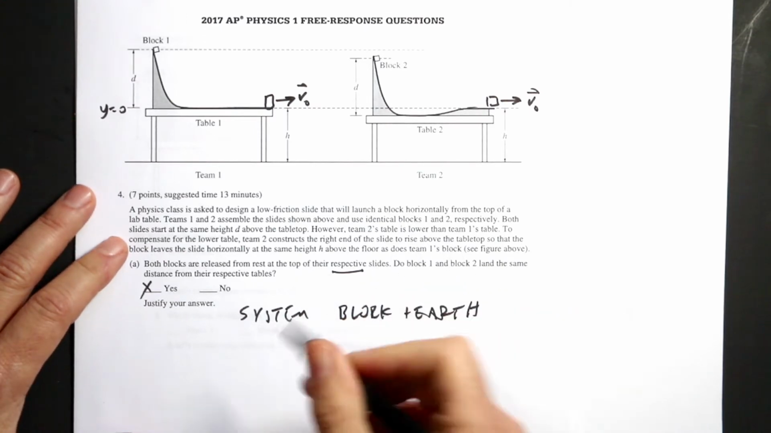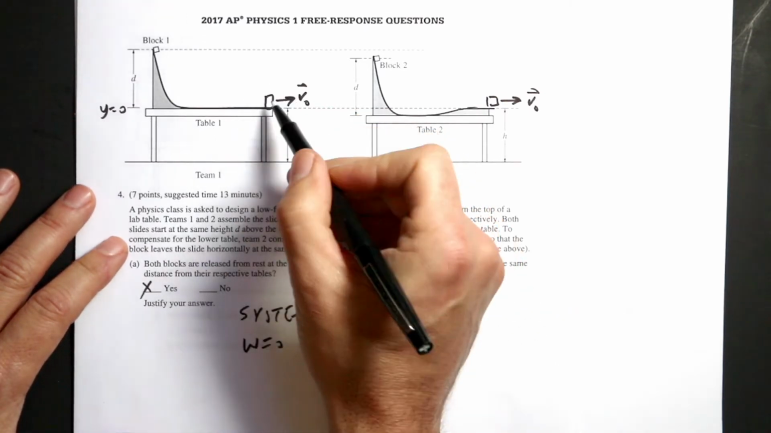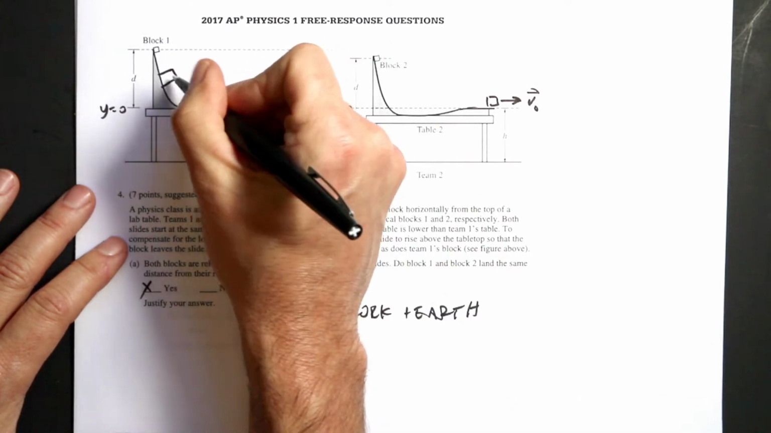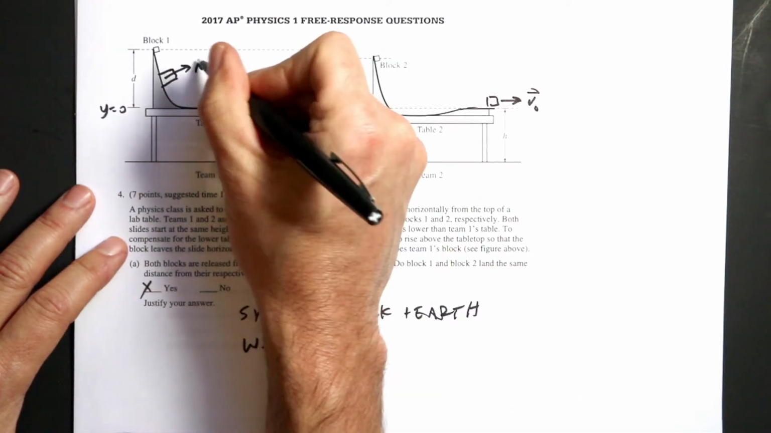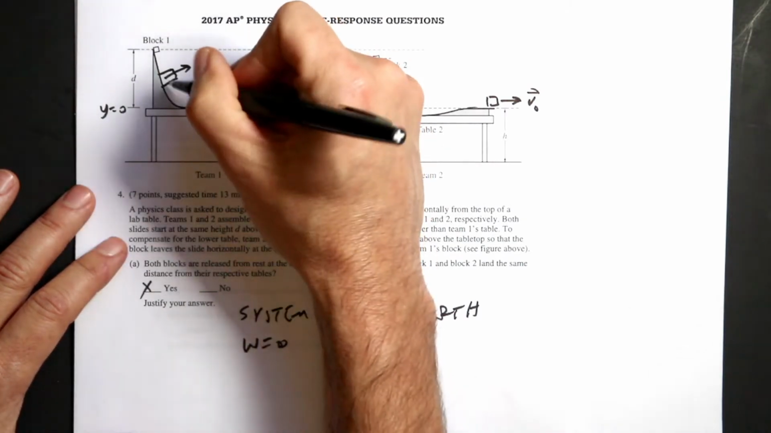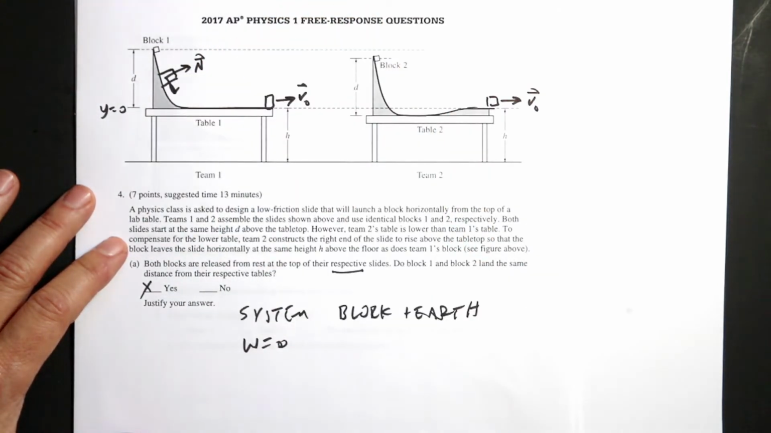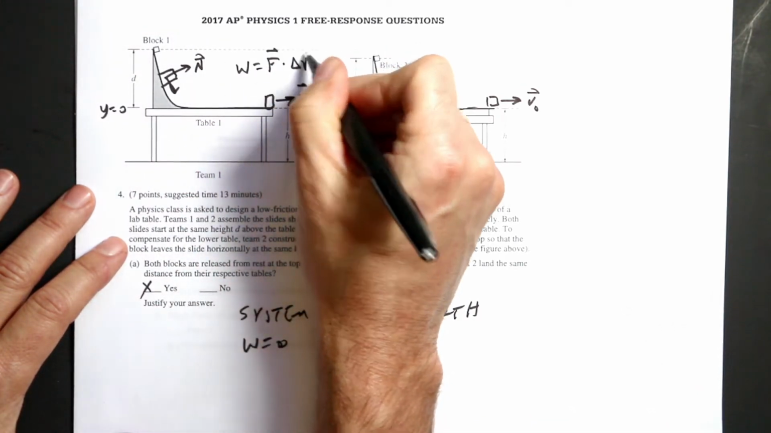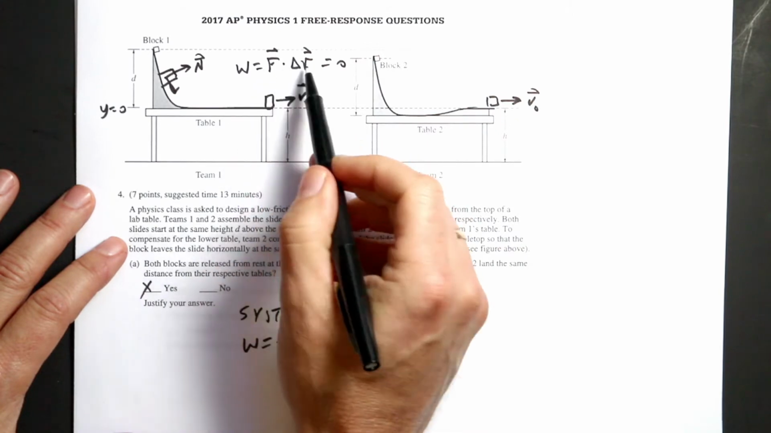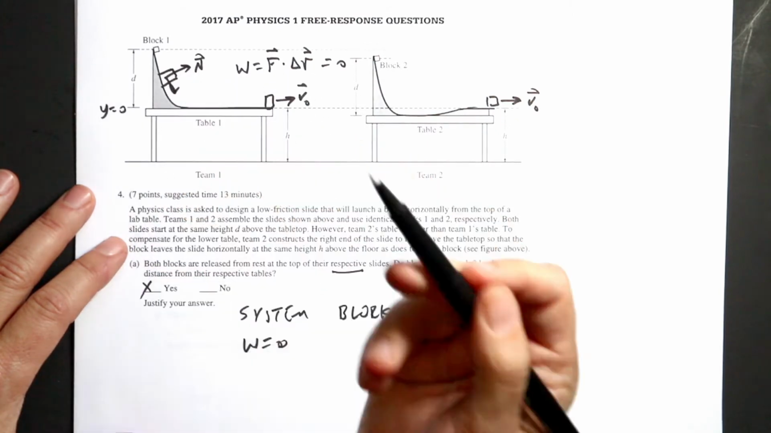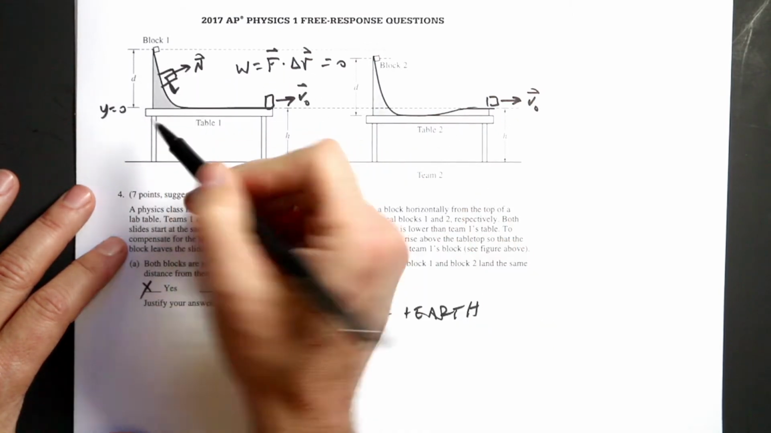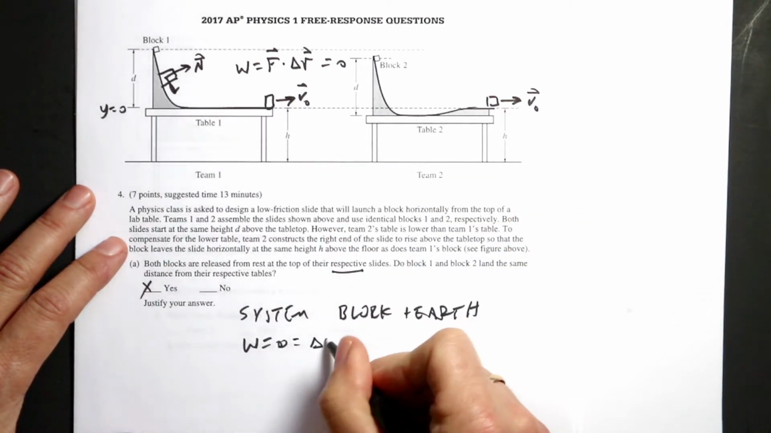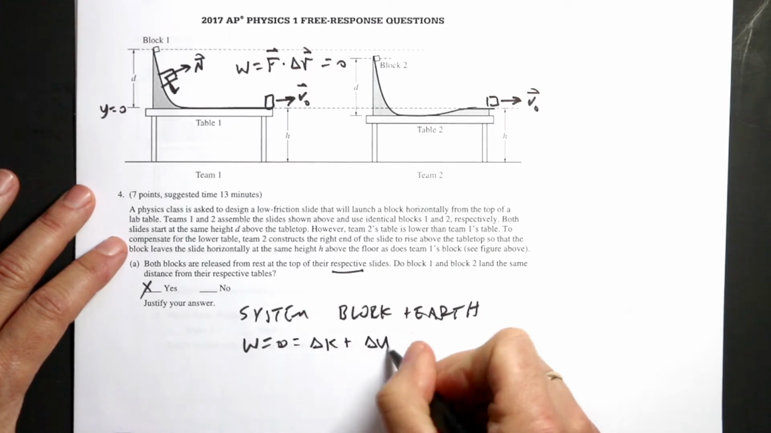then there's no work done. Work is 0, because what forces act on the block? As this thing slides down, there is a force from the ramp, a normal force. However, that's always perpendicular to the displacement, so the work, F dot delta r, is 0. The normal force doesn't work. The other force is the gravitational force, but that's part of the system, so it doesn't do any work. That means the work is equal to the change in kinetic energy plus the change in potential energy.